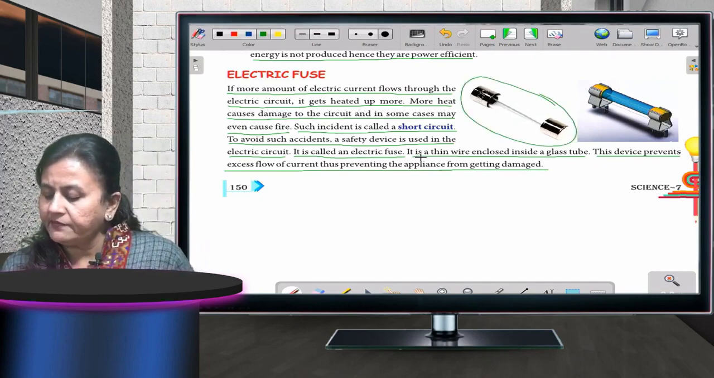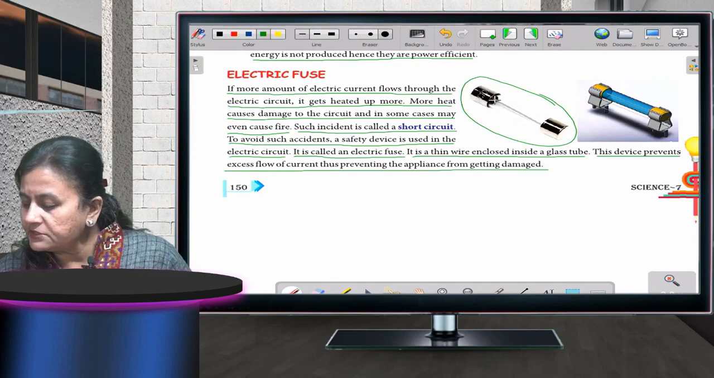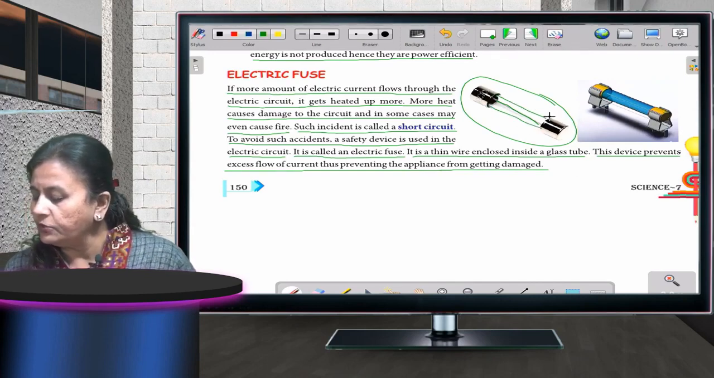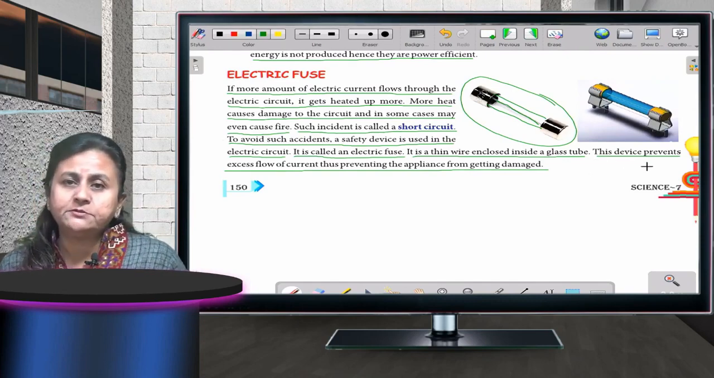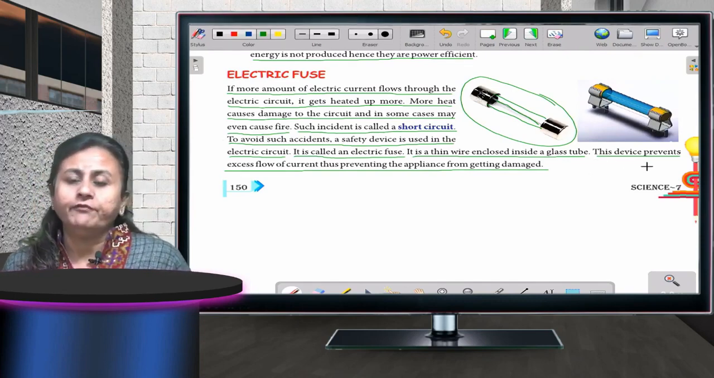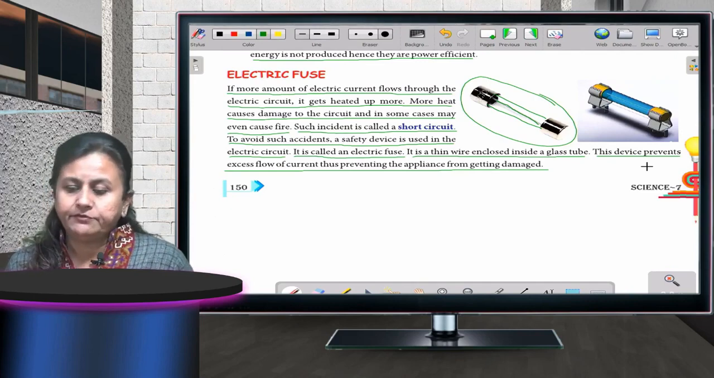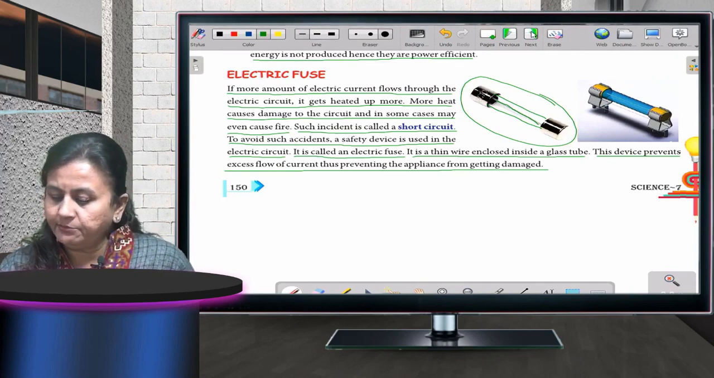It is a wire. In this, you can see the wire here, and it is enclosed inside a glass tube. You can see the tube over here. This is the tube in which it is enclosed. And what happens? This device prevents excess flow of current, thus preventing the appliances from getting damaged. Fine, children. Now come to the next one.